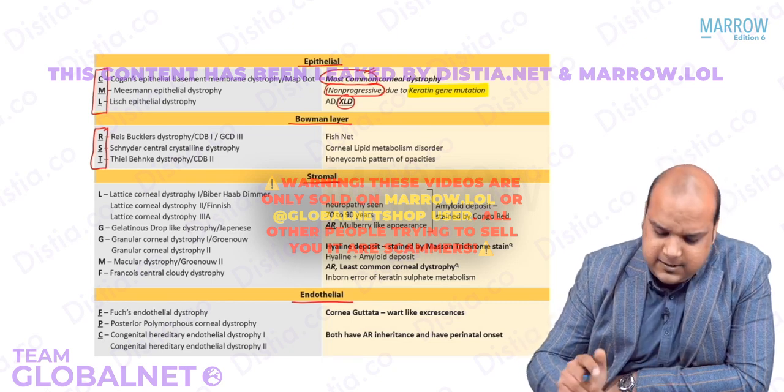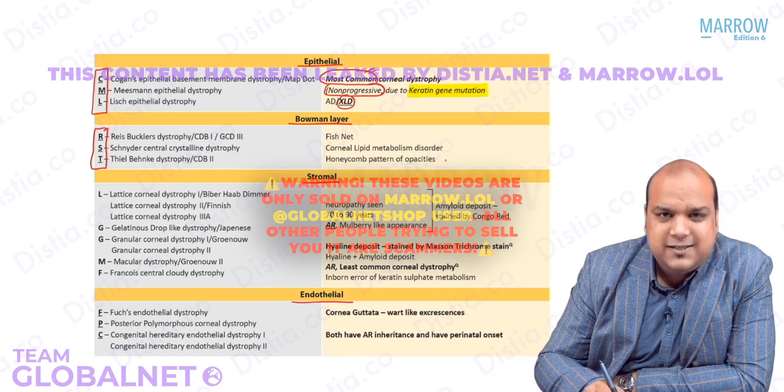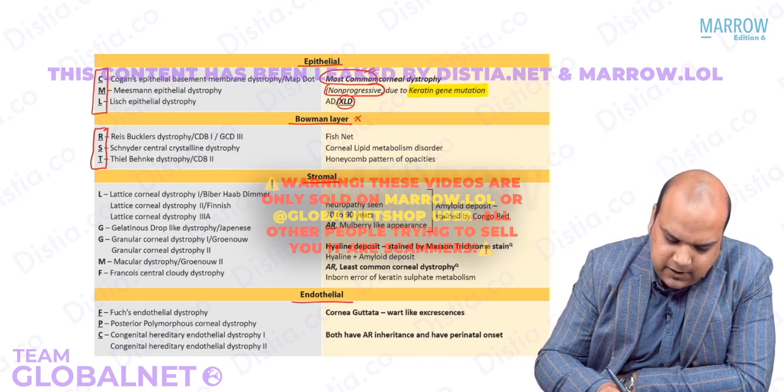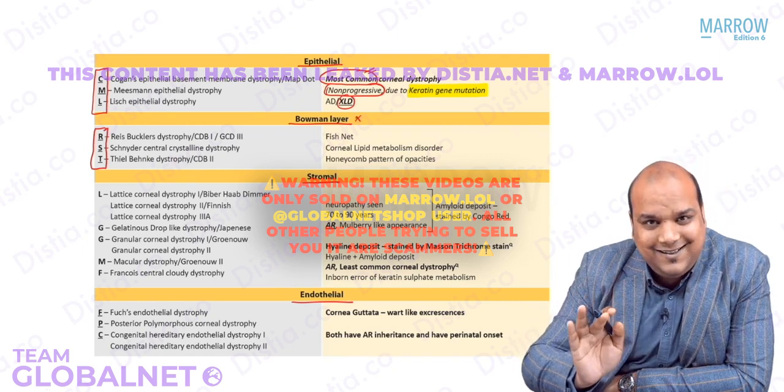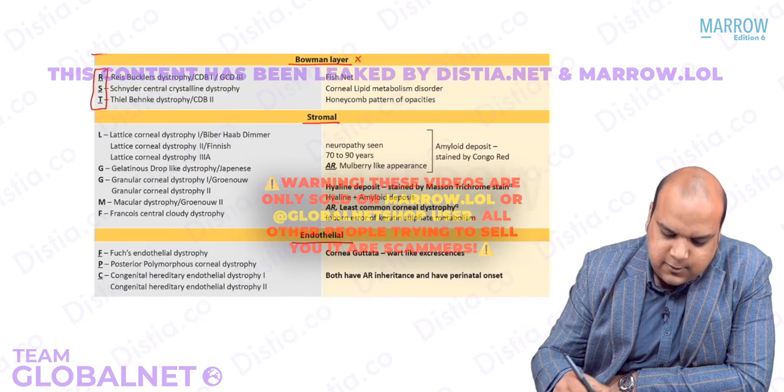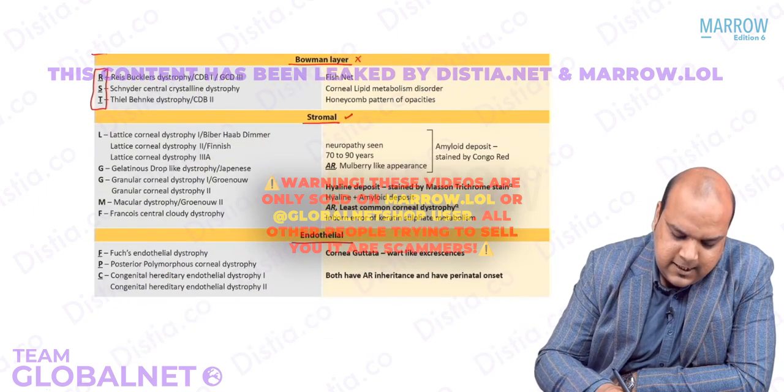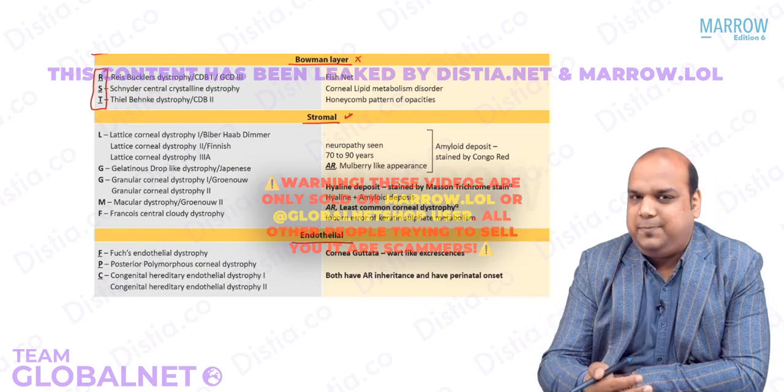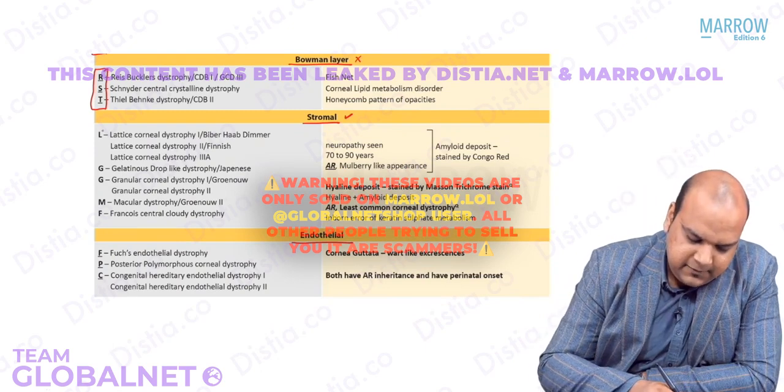Nothing much to discuss about them. Just remember whatever is written here, though still I think nobody will ask you this, so not going into the detail. Now coming on to the third dystrophy, that is the stromal group of dystrophies, which is the most commonly asked topic. Yes? So, number 1, L.